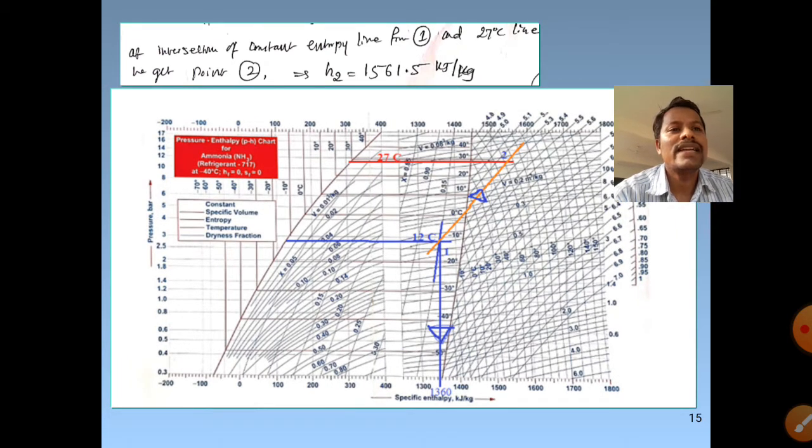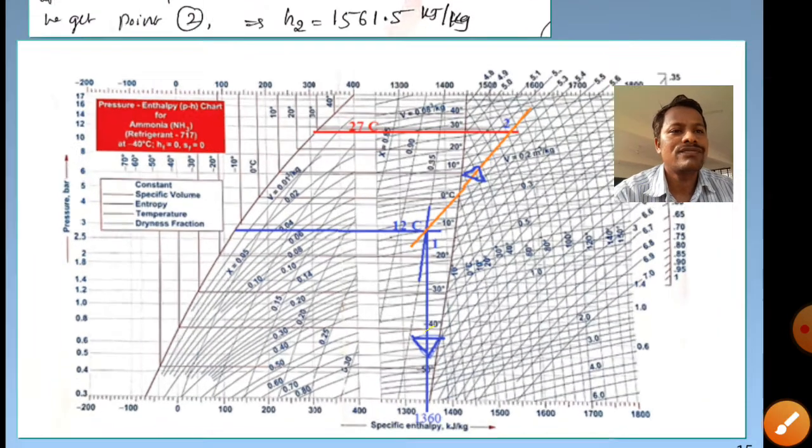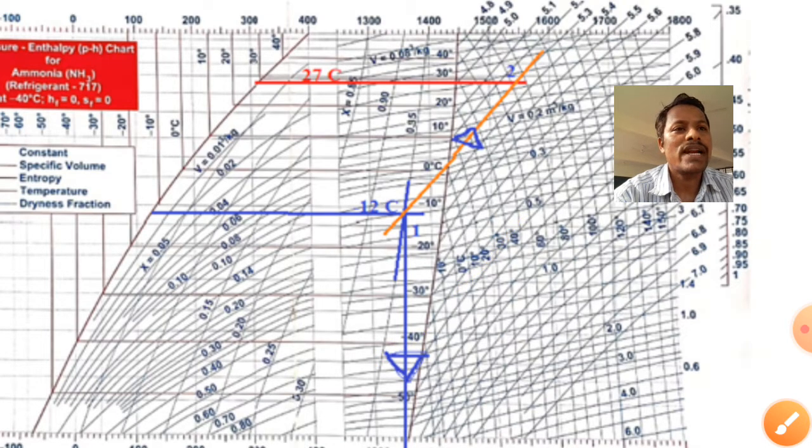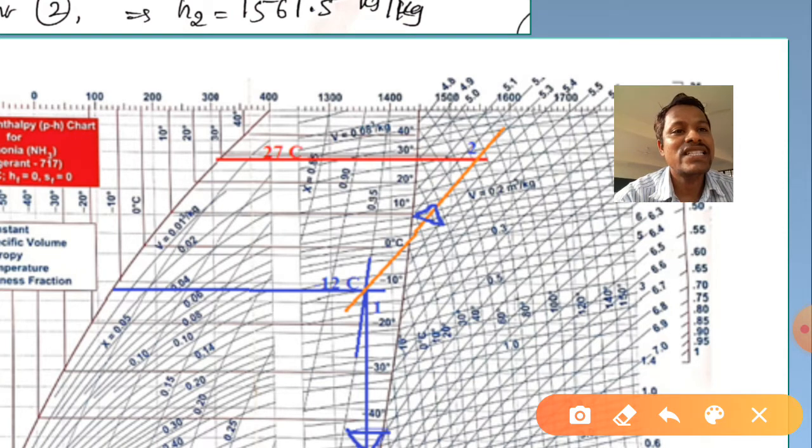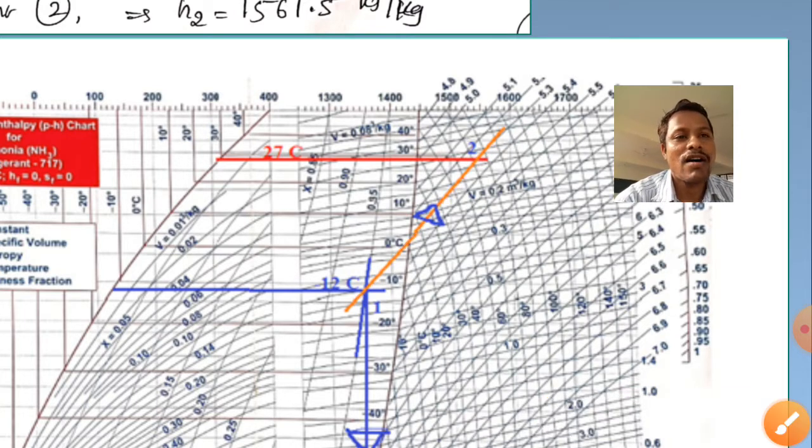That is at the intersection of the constant entropy line from state point 1 and the condenser temperature line. So what is the condenser temperature line? We'll see now. See the 1 to 2 process. Our target is to mark state point 2 on this chart. State point 2 is an intersection of a constant entropy line, because the 1 to 2 process is a constant entropy process or isentropic process.